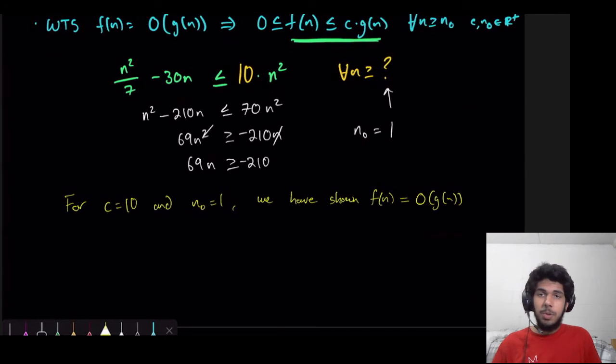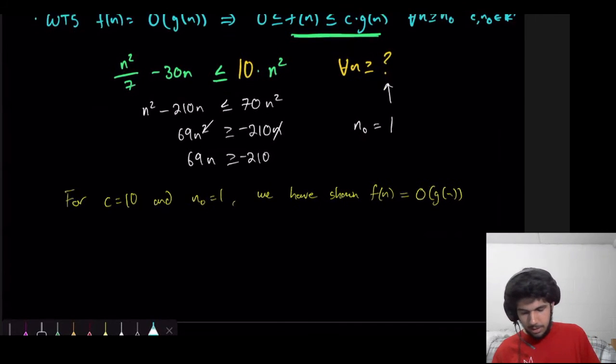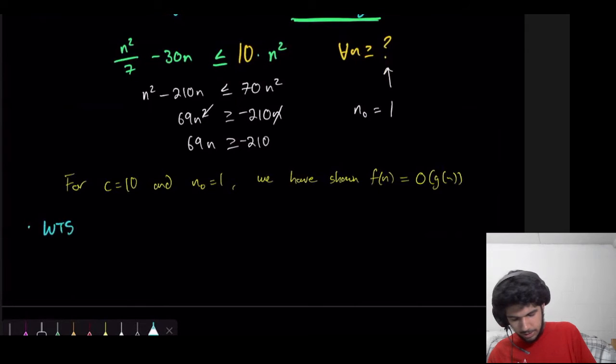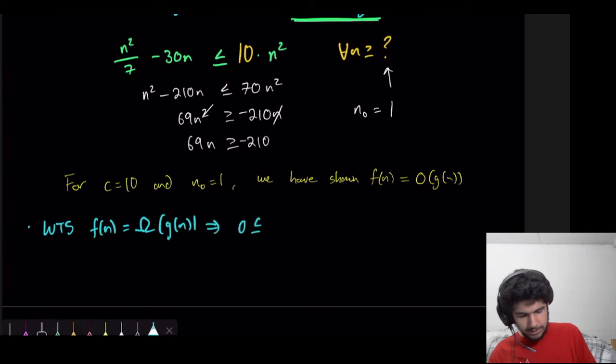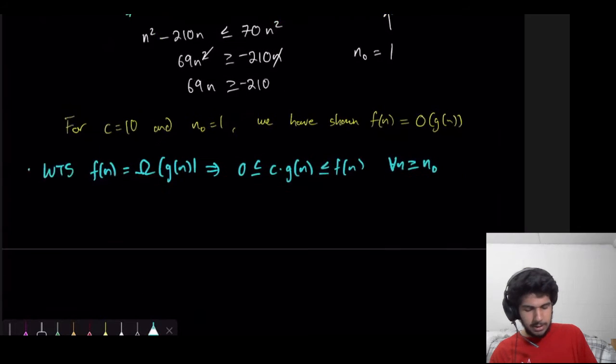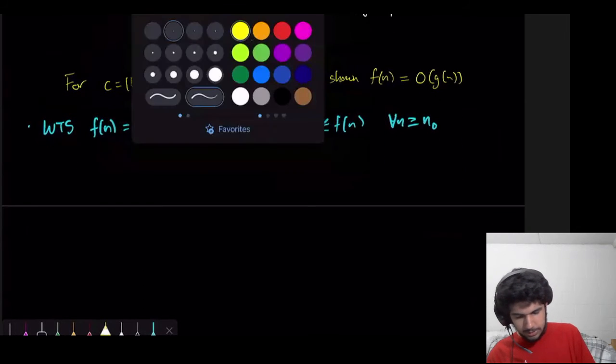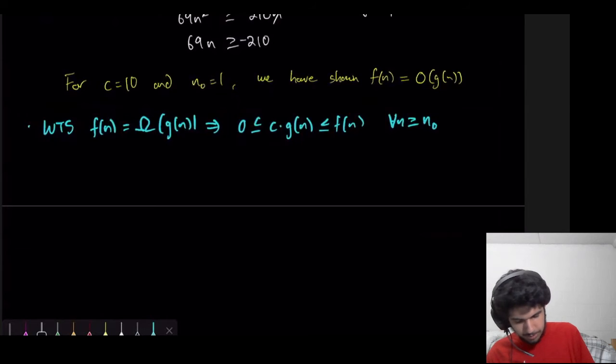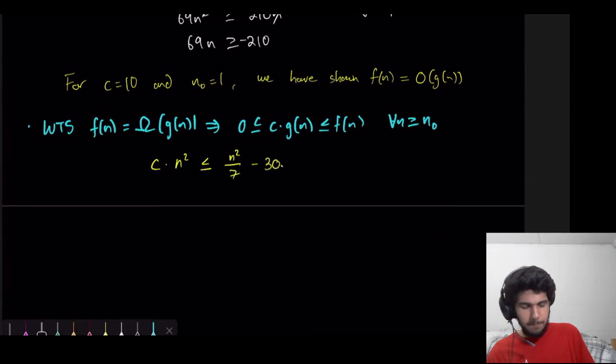So now we want to show big omega. We want to show f of n is equal to big omega of g of n, which means that we want to find constants such that this relationship holds for all n greater than or equal to n naught. All right, so let's write out what this is saying. So our relationship now is c times g of n, which is n squared. We want that to be less than or equal to n squared over 7 minus 30n.